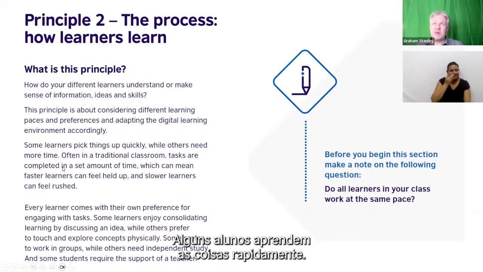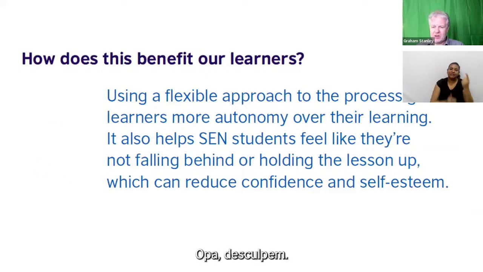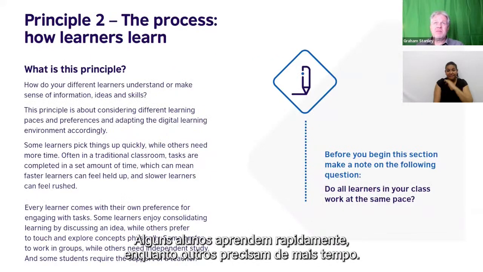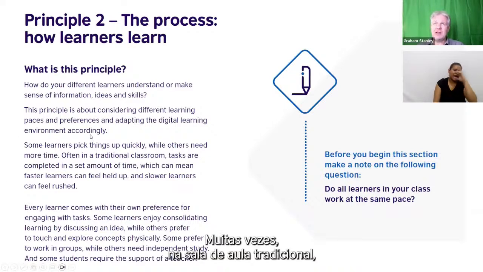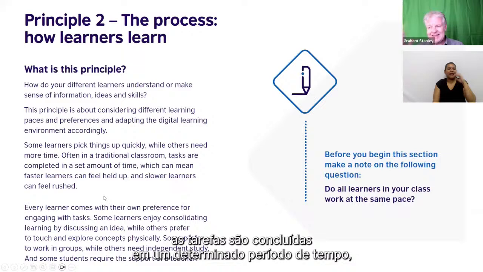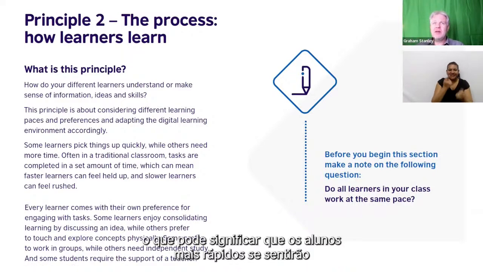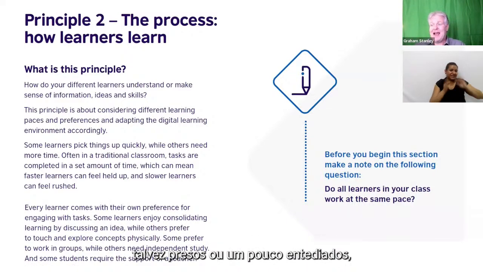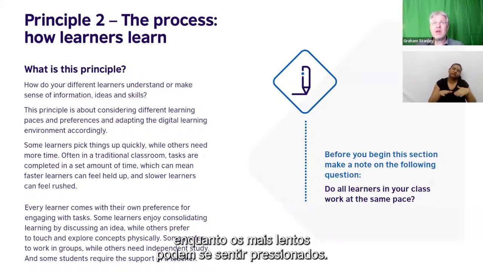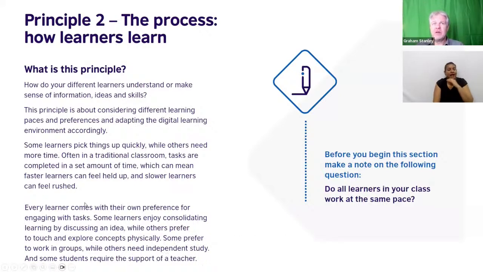Some learners pick things up quickly while others need more time. And often in a traditional classroom, tasks are completed in a set amount of time, which can mean faster learners can feel held up and a little bit bored, and slower learners can feel rushed.